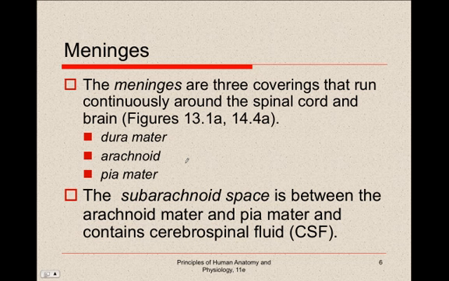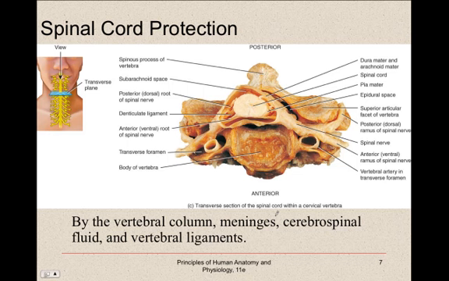So again, the meninges are just the same. The meninges are going to be the dura mater, the arachnoid layer, and then the pia mater right directly around the spinal cord. And again, the subarachnoid space, just like we talked about, is the space where the cerebrospinal fluid will be. And that's, again, between the arachnoid mater and the pia mater. So again, hopefully this is all pretty familiar from lab, which is nice.